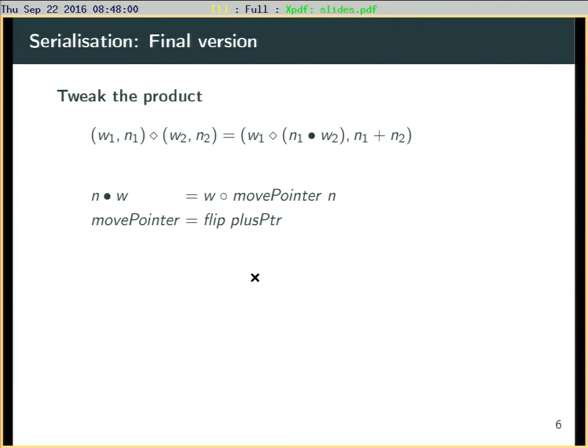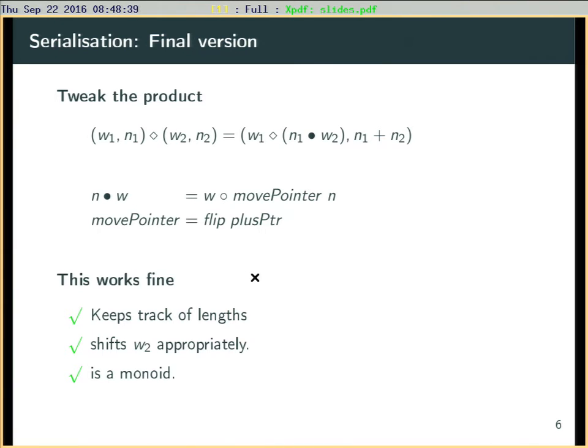So again, I will be multiplying pairs, but with a different sort of multiplication. On the length side, I will just add up, which is what we had in the last slide. But on the action side, what I do is I multiply W1 with W2 shifted by N1, which is what it should be doing. So this notation is the following: N dot W is that write action which first shifts the pointer by N and then applies W. Okay. So if you look at this interpretation, you can see that this indeed keeps track of the length. It shifts W2 appropriately.